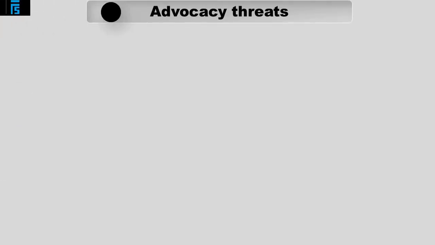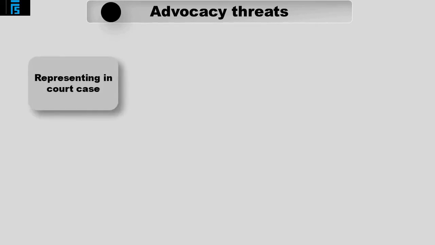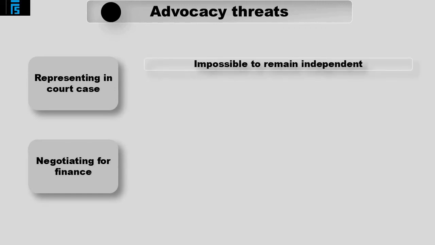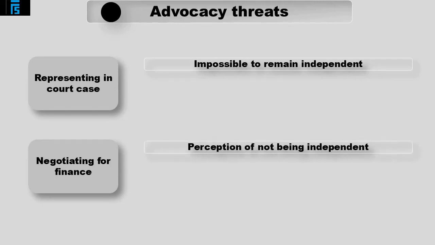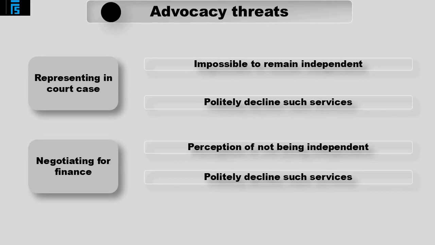Advocacy threats include representing a client in court or any dispute, and negotiating on the client's behalf for finance. If representing a client to resolve a dispute or to assist in a court case happens, remember it is impossible to remain independent and work alongside them, speaking on their behalf. The same applies to negotiating on their behalf. The perception given by representing them means auditors would almost certainly not be seen as independent. The recommendation is that auditors are not allowed to act in this way. They must politely decline any offer of these services.